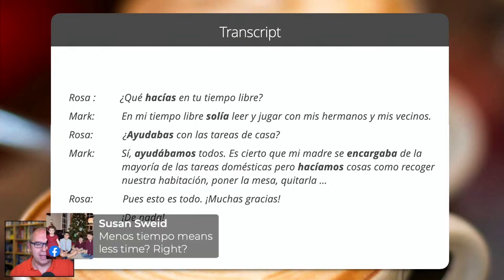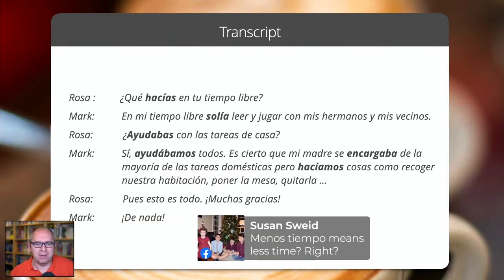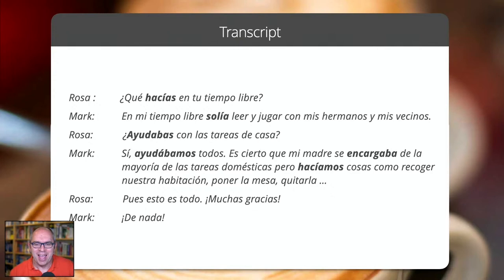Susan's pointing out that I made a mistake there. I said menos tiempo, and I think I was translating that, and I said more time. But of course, menos tiempo does mean less time. Sorry, Susan. Sorry, everyone. Yes, you're quite right. I was getting mixed up and reading on to the next sentence before I translated that first one. But there we have it.